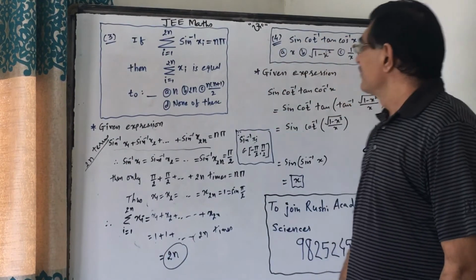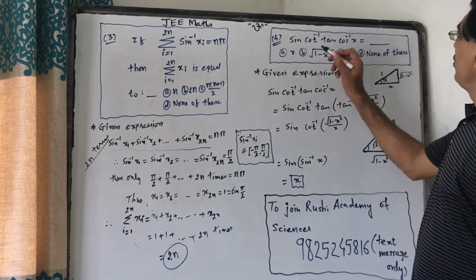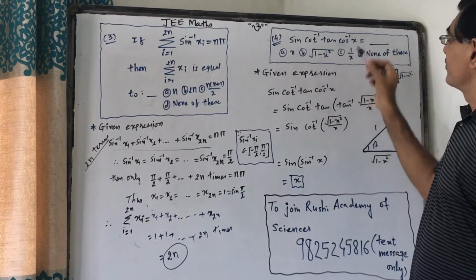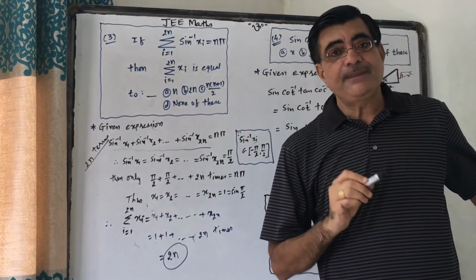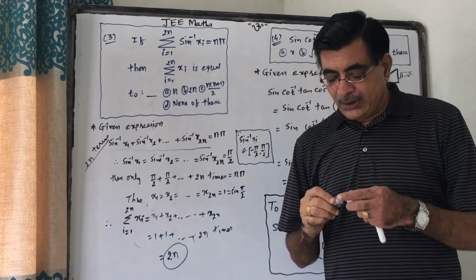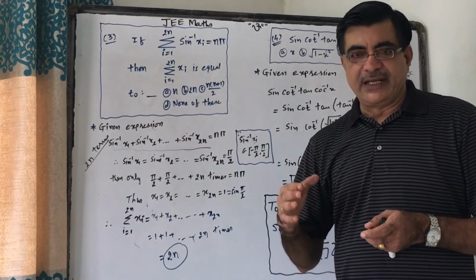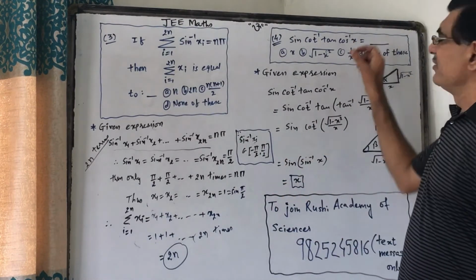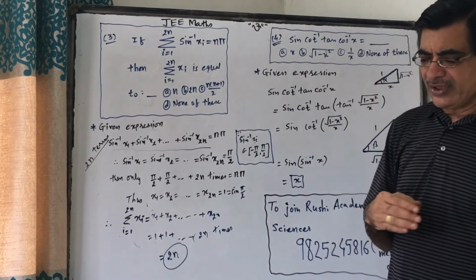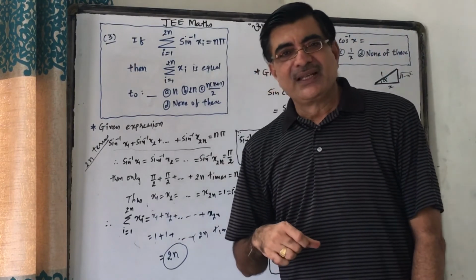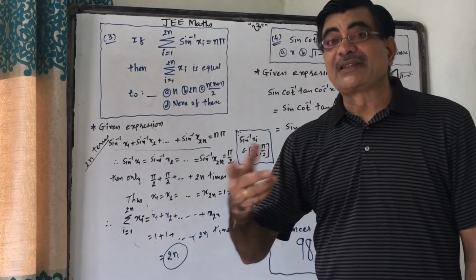Now this is the fourth problem. Sine of cot inverse of tan of cos inverse of x equals what? Choices are given. See here. We can have an assumption like cos inverse x equals y, and then we can simplify. But we don't have that much time. So for entrance exams, use some tricky methods.